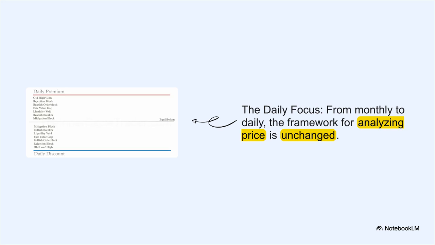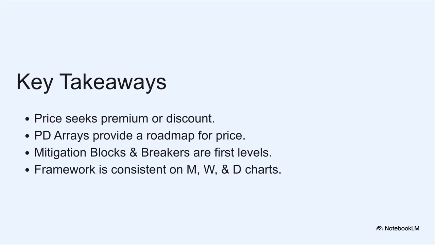It's a game changer. So let's just do a real quick recap of the most important takeaways here. First, price is not random. It's algorithmically seeking either premium or discount. Second, there's a specific ladder, a hierarchy of PD arrays that gives us a precise roadmap for its journey. Third, you should always be watching the mitigation blocks, and especially the breakers first. They are your highest probability levels. And finally, this entire framework is fractal and totally consistent across the monthly, weekly, and daily charts.